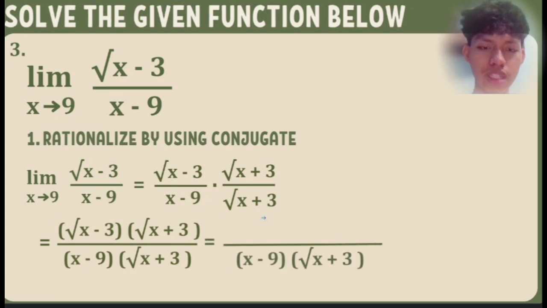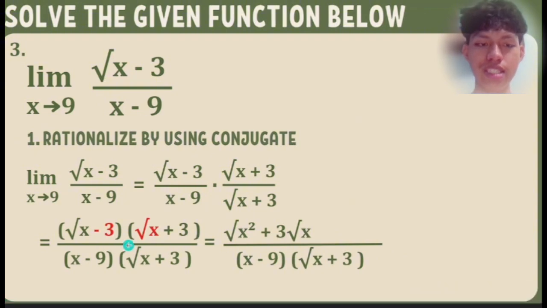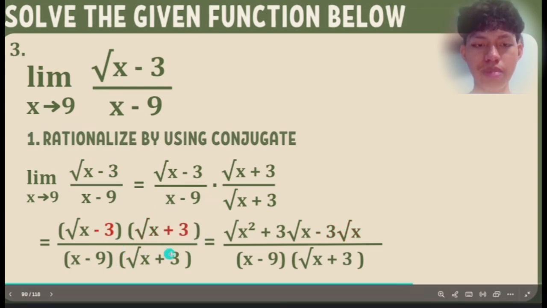We would just have to copy the denominator and then apply the FOIL method to the numerator. So the square root of x times the square root of x gives us the square root of x to the power of 2. Next, outside, the square root of x times positive 3 gives us positive 3 square root of x. Next, inside, negative 3 times the square root of x gives us negative 3 square root of x. And last, negative 3 times positive 3 gives us negative 9. So this is the answer.